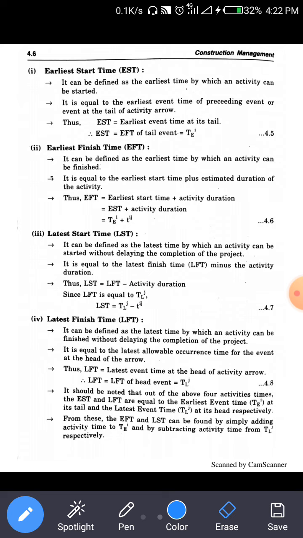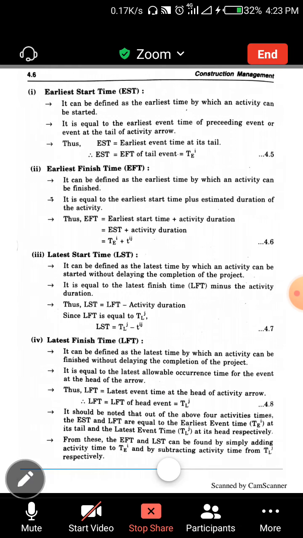So LFT is defined as the latest time by which an activity can be finished without delaying the completion of the project. It is equal to the latest allowable occurrence time of the event at the head of the arrow. LFT is the latest event time of the head activity arrow, so LFT is equal to TLJ.